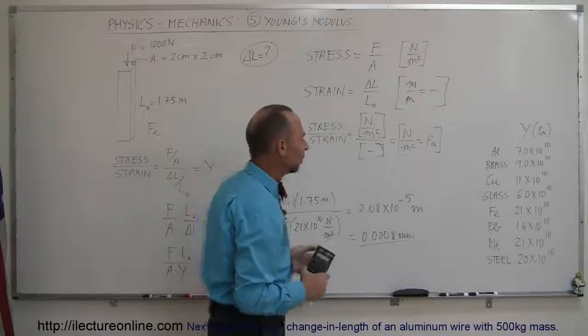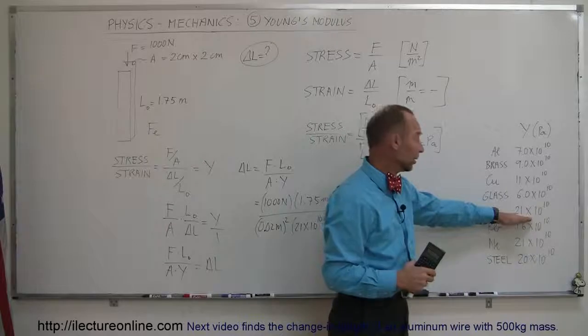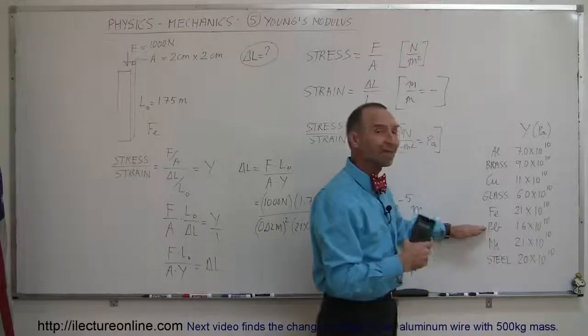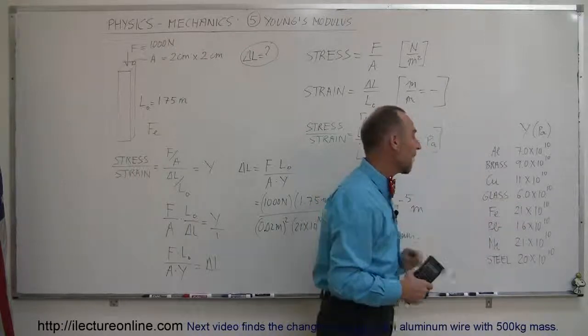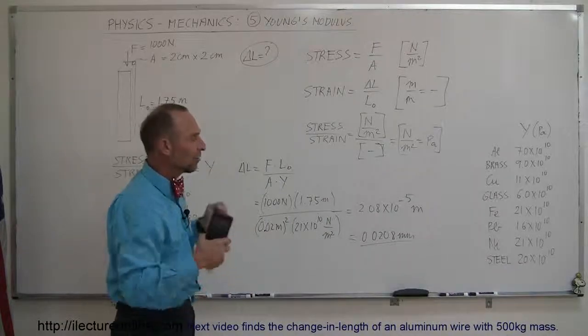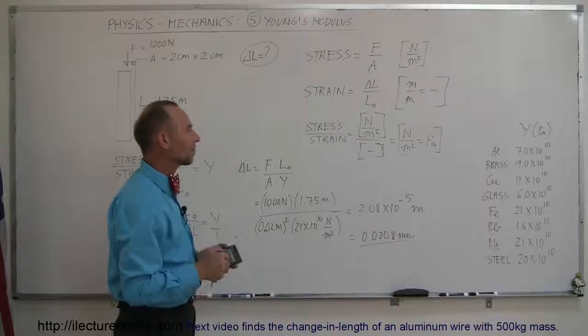For example, with iron, you would need a much greater force per unit area to deform something a certain amount than you would for the same size lead. You would need a lot less force per unit area to deform it the same amount. So it's a number that gives you an indication of how much force per unit area you need to apply to obtain a certain change in the length.